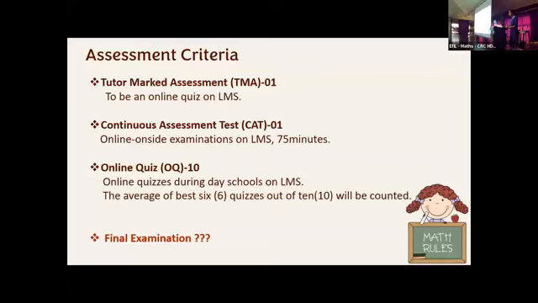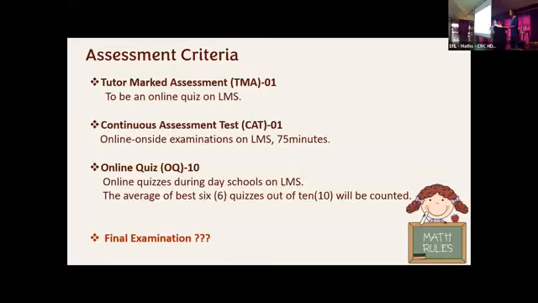Then you will have a continuous assessment test, we call it CAT. You have only 1 CAT examination. It will be 25 minutes. We are planning to have it online and on site. Okay, you can go to the nearest center to take that examination. And you have 10 online quizzes during your day school. You're not supposed to participate in all, but we recommend you take all the quizzes. Only a maximum of 6 of those quizzes will be counted as your marks.